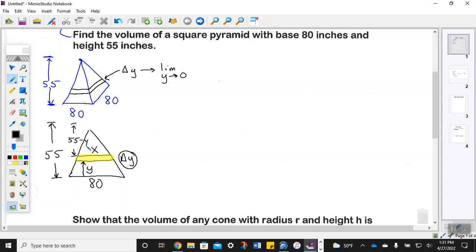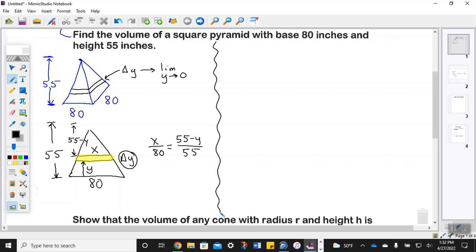So would you guys agree this horizontal distance x really corresponds to what? 80. So from this we get x is to 80 as, okay, what's the height of the smaller triangle? 55 minus 1. Over a height of the larger triangle? 55. Okay, here's the deal. We're really close to having this done.